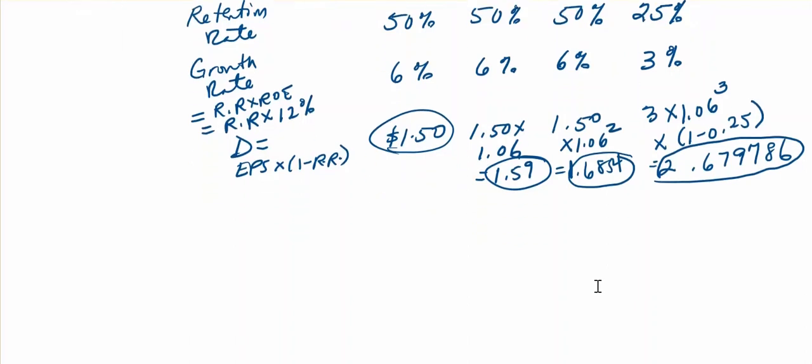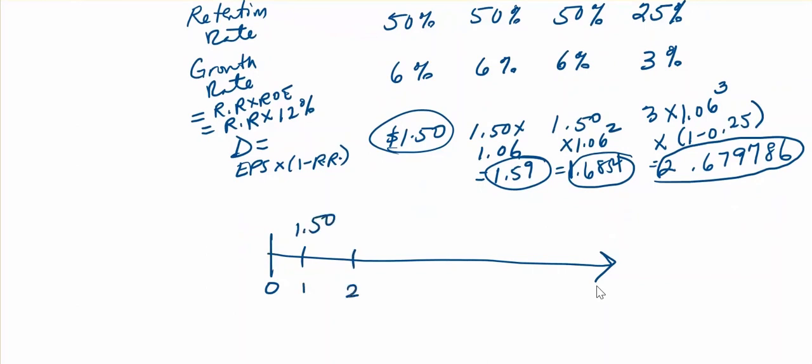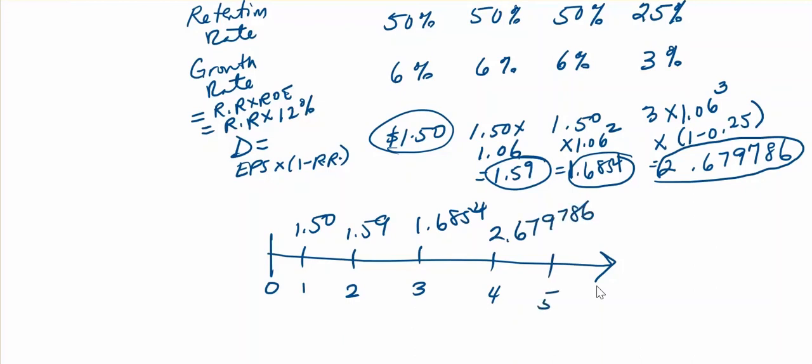Alright, but now we have the dividends for our timeline. The rest, by this point, is relatively easy. So we have the year 1 dividend, $1.50, year 2 dividend, $1.59, year 3 dividend, $1.6854, the year 4 dividend being 2.679786, and the year 5 dividend is 3% more than that, and the dividends will keep growing at 3% after this point.